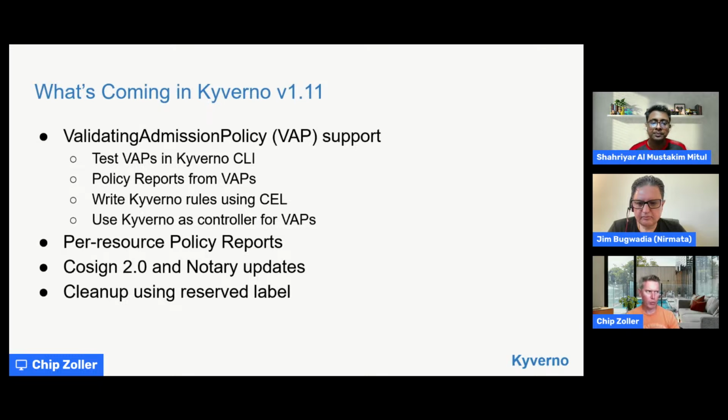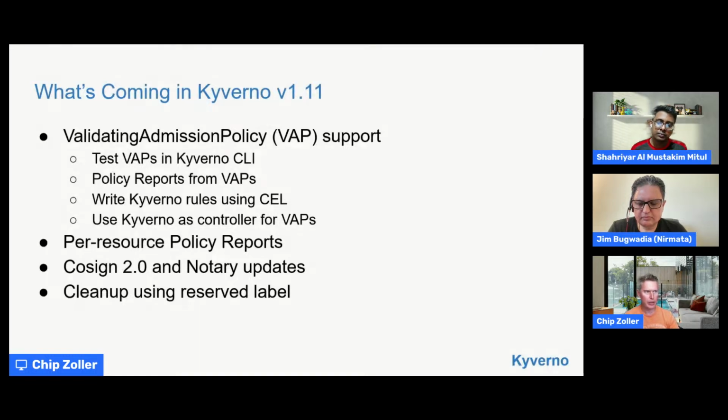But what's coming in 1.11? Well, you kind of saw two of those sneak peeks here in the form of using the Kyverno CLI to validate admission policies, which, by the way, this isn't something that Kubernetes has an answer for. So that's the reason why we put that into the Kyverno CLI. And also, I showed the new cleanup label. Both of these are features that are coming in 1.11.